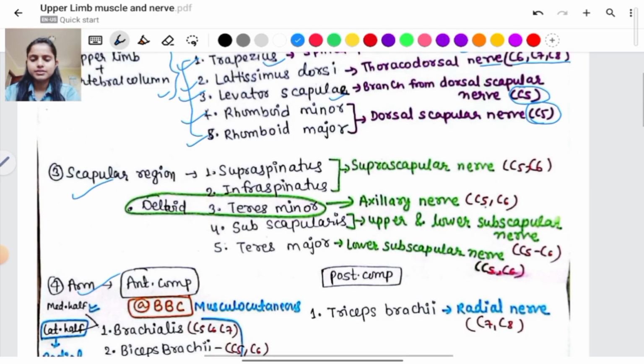Scapular region: supraspinatus, infraspinatus, teres minor, subscapularis, and the teres major. And there is also deltoid. Supraspinatus and infraspinatus are supplied by the suprascapular nerve, nerve root C5, C6. Teres minor and deltoid are supplied by the axillary nerve, nerve root C5, C6. Subscapularis is supplied by the upper and lower subscapular nerve, nerve root C5, C6. And the teres major is supplied by the lower subscapular nerve, nerve root C5, C6.